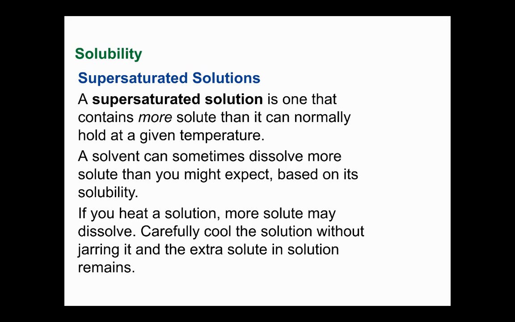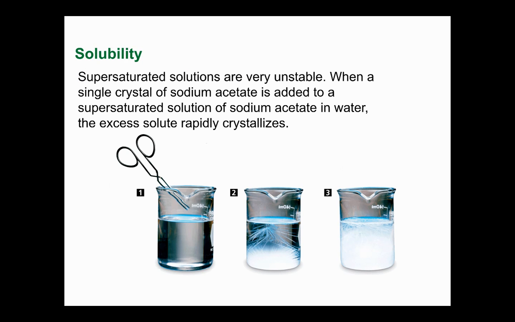A solvent can sometimes dissolve more solute than you might expect based on its solubility. If you heat the solution, more solute may dissolve. Carefully cool the solution without jarring it, and the extra solute in the solution remains. So basically it needs a little bit extra energy to break the bonds or help hide the molecules in between each other. And then if you carefully cool it, those molecules can remain dissolved. But if you don't carefully cool it, the extra stuff will fall to the bottom. So supersaturated solutions are very unstable.